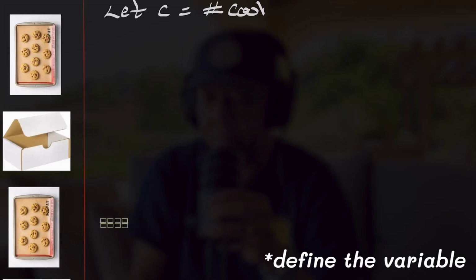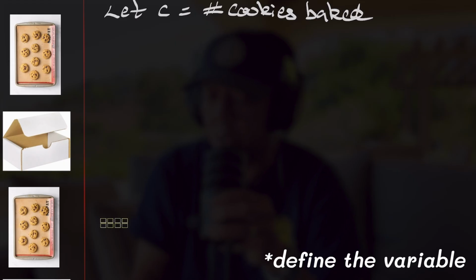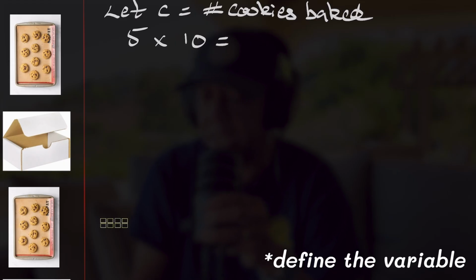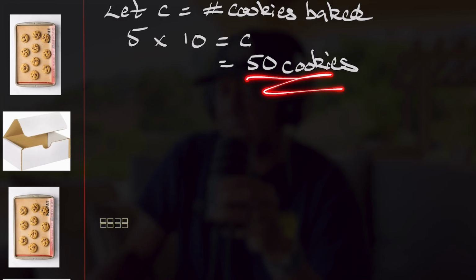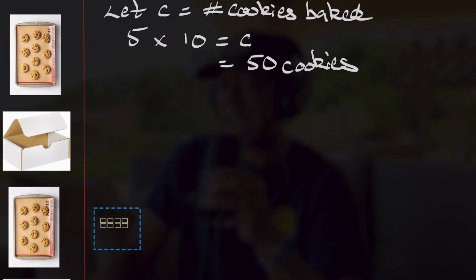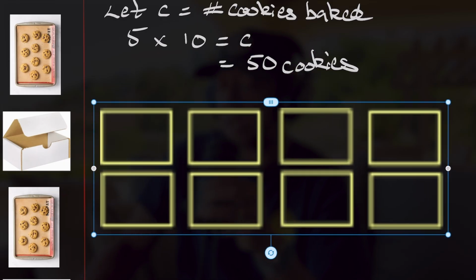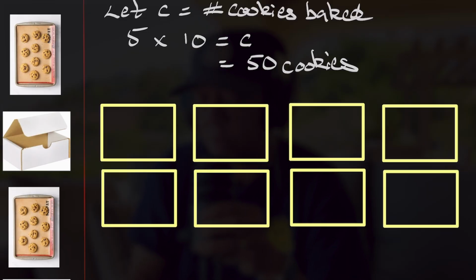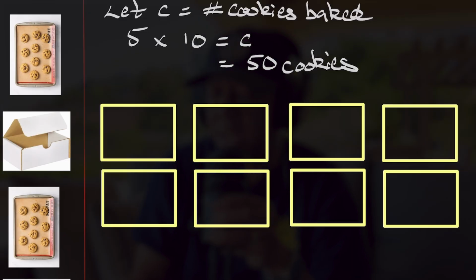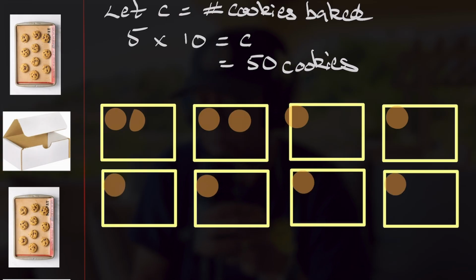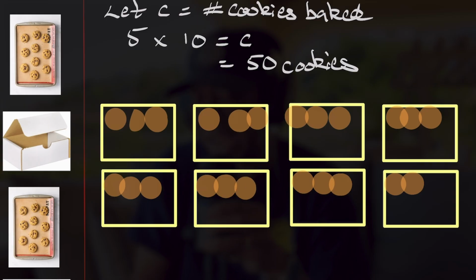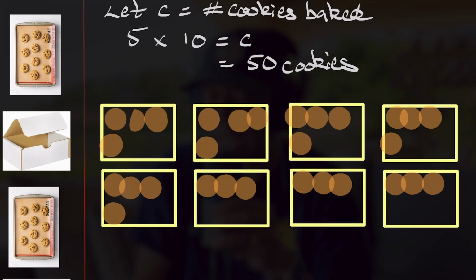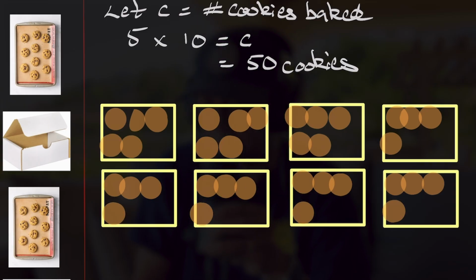So we're going to declare the variable again for our unknown, and that's how many cookies are baked. 5 groups of 10 is going to give us 50 cookies altogether. So she has 8 boxes in which to pack all of those cookies, and she has to sell them in equal groups. So she just starts passing them out, 1 to each box, until she can't fit any more in that will allow each box to have an equal number.